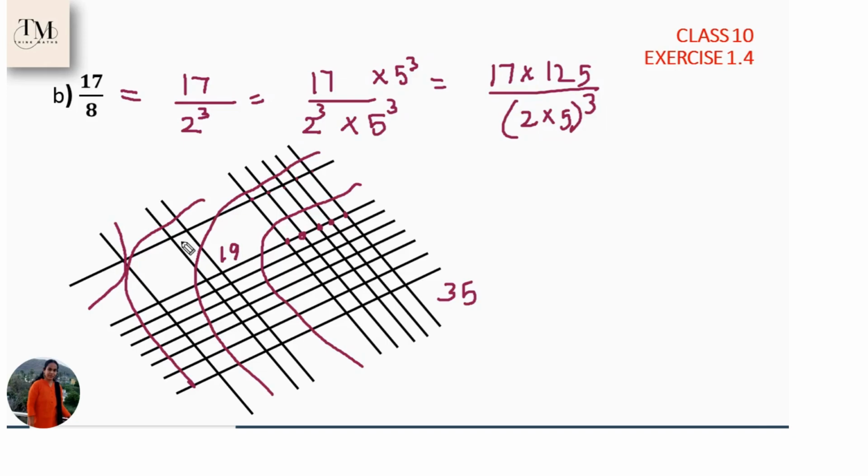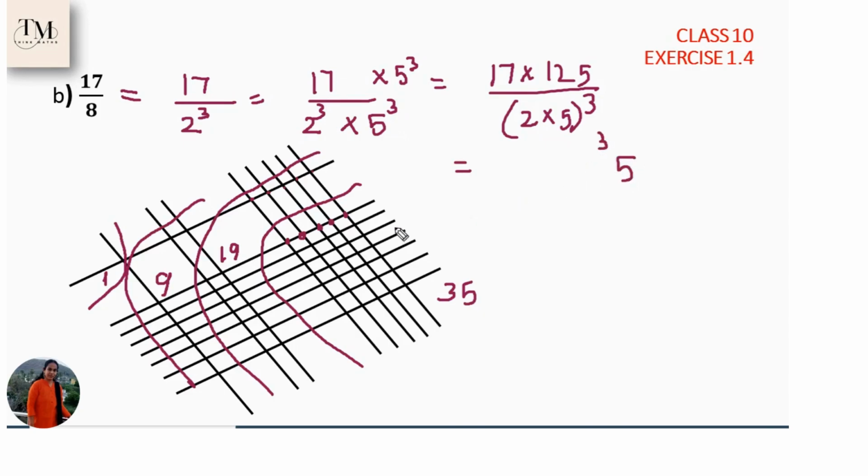Okay. So next one. 2 points are here, and here 7 points are there. 7 plus 2, 9. Here 1. So now we have to write the answer, starting from the ones place. 35, so you can write 5 here.